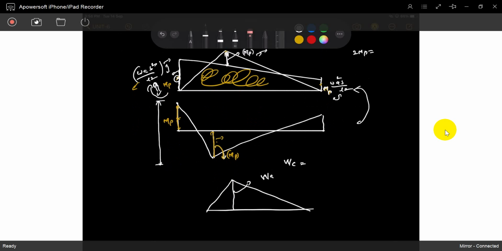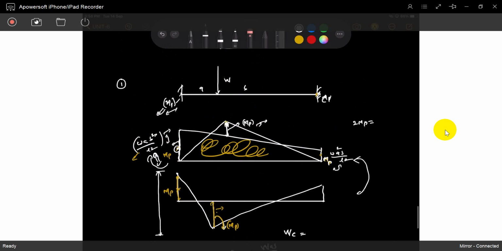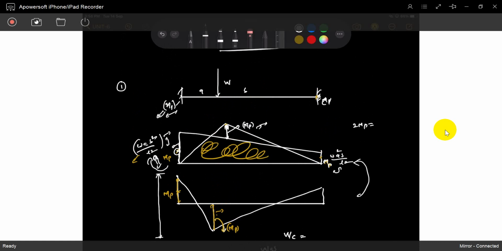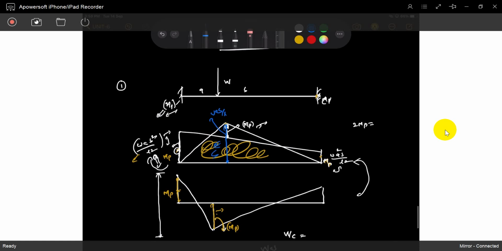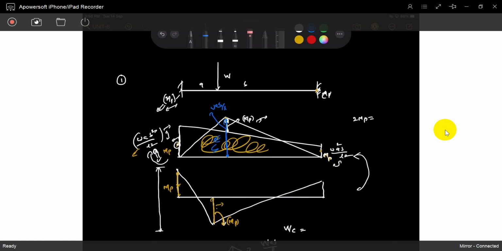This total value is WAB by L. Understood? This total value is WAB by L. It is a simply supported beam, and the fixity arising is negligible. Its total value we know. This we don't know, this we don't know, but the total is WAB by L. Understood? Got the point? WAB by L.